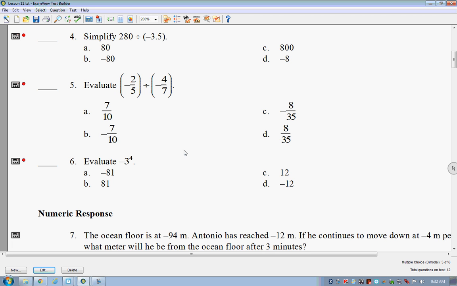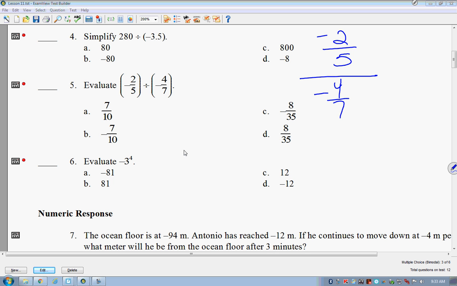Okay, let's look at number 5. What kind of number is this right here on the left? Negative. What kind of number is over here on the right? I'm dividing a negative by a negative. What kind of answer should I get? Positive. So that leaves me with 2 available answers, right? The funny thing about this, though, is can I divide by a fraction? No, I can't divide by a fraction, can I? And this is negative 2/5 divided by negative 4/7, right?